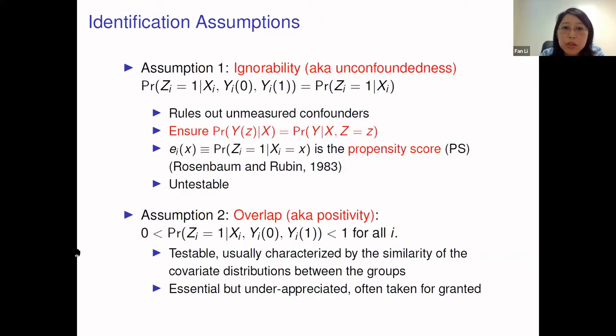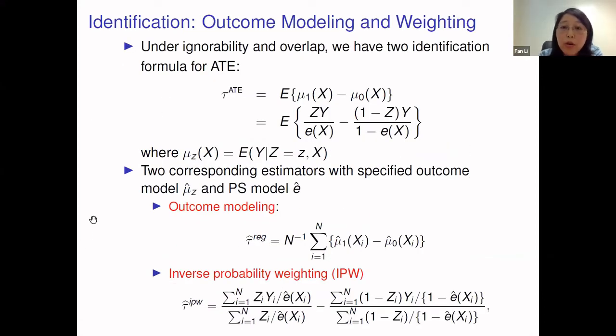Okay. So now with these two assumptions, we move to identification. Remember, our goal is to identify the ATE, right? Under these two assumptions it's actually very easy. You can show these two formulas. The first is that the ATE equals the expectation of mu1 minus mu0, where mu is the expectation of the observed Y given the treatment level and X. So the ATE is identifiable by the conditional means of the outcome in the treatment group versus the control group under ignorability.